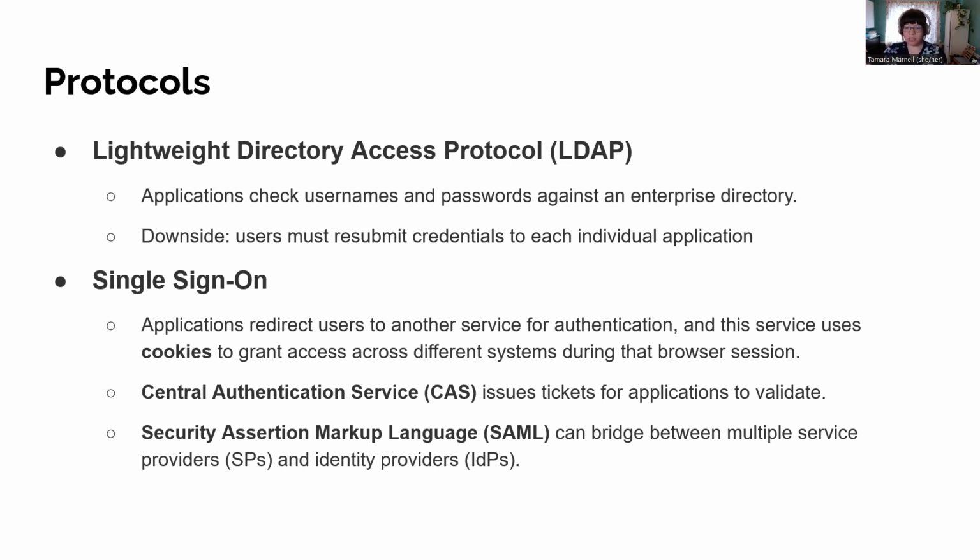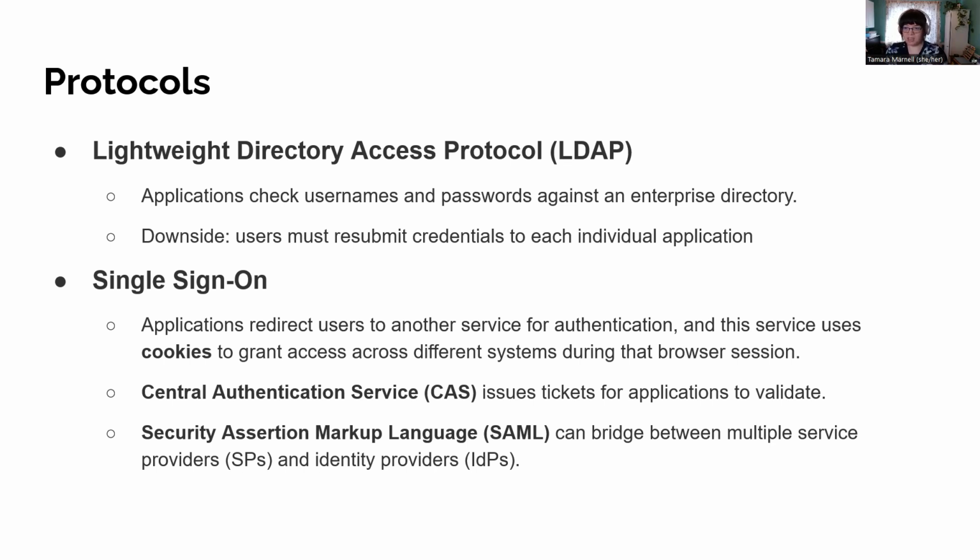Cookies are installed on your machine and or on the server side. And then after that, every time somebody visits a new application that also has single sign-on set up, it will check for that cookie. So you don't have to just type it over and over. Central Authentication Service, or CAS, was common when I was back in graduate school in 2010-ish. That issues tickets for applications to validate, but more commonly now, especially within Orbis Cascade Alliance, is Security Assertion Markup Language, or SAML, which you might also see referred to as Shibboleth.